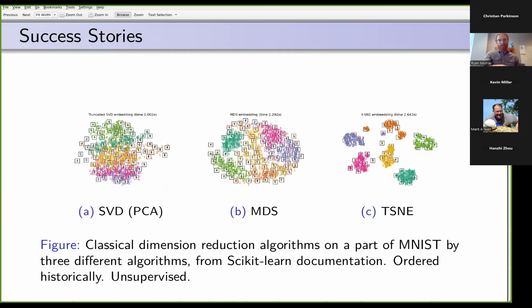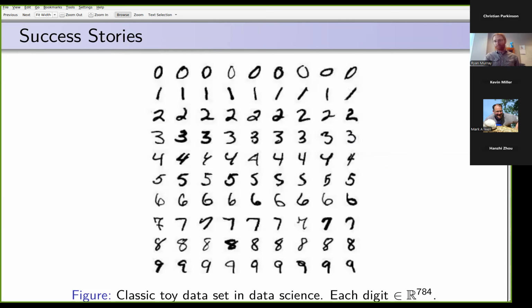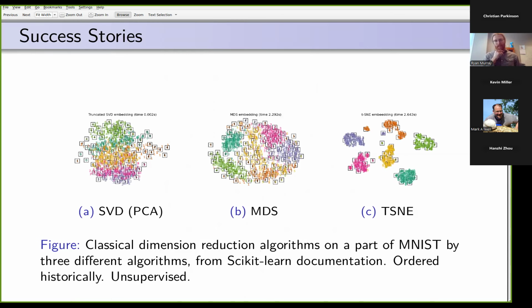So here in these pictures, each of these little colored points represents a different one of these images. These 3 different panels represent 3 different algorithms which have been used to try to embed this high dimensional data into this 2-dimensional space. On the left-hand side, we have a truncated singular value decomposition, which in many cases is equivalent to principal component analysis.